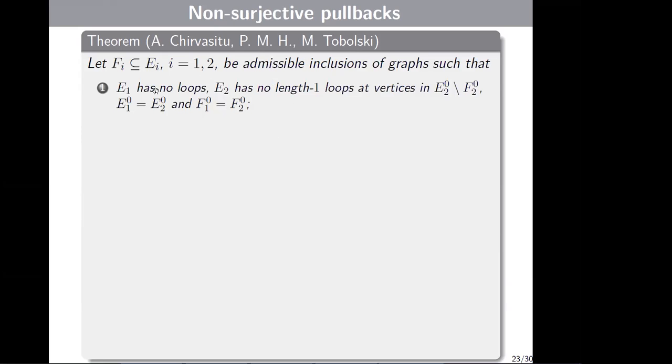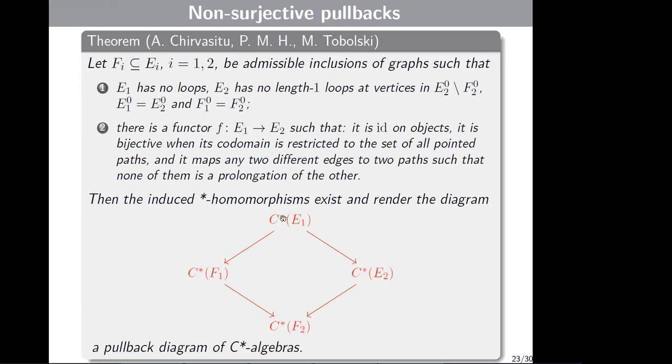So first, I have to show this diagram. I have four graphs, E1, E2, F1, and F2, okay? When I look at these two pairs, F1, E1 and F2, E2, I assume that F1 is admissible in E1, and I assume that F2 is admissible in E2. So I have these two canonical surjections, by the theorem which I showed you earlier. So this is the usual star homomorphism. But now here I have this induced beast from the lemma, okay? And in order to ensure that I do have these induced wrong-way morphisms from the lemma, I have some conditions.